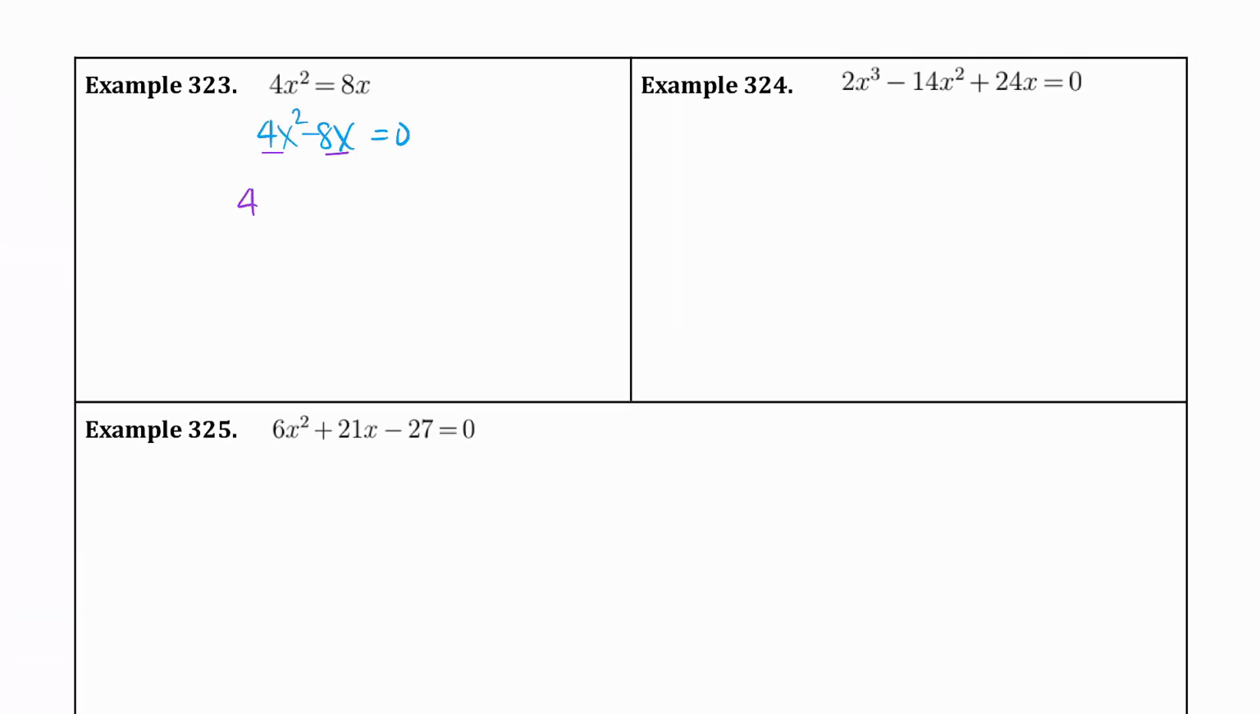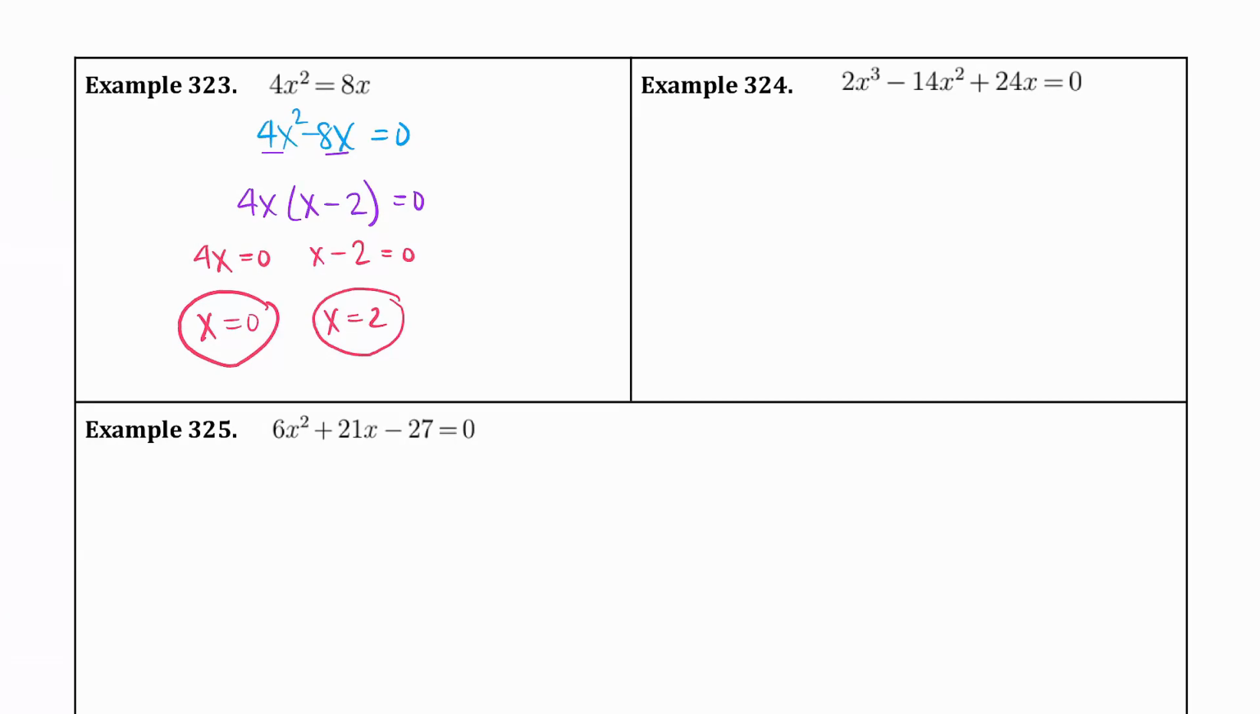I can take out a 4 and an x. So if I take out a 4x, I'm left with x minus 2. And we're actually done factoring here. We don't have anything left to continue factoring, so I'm going to take each factor and set it equal to 0 using our zero product property. If I solve for x, I get x equals 0 and x equals 2.